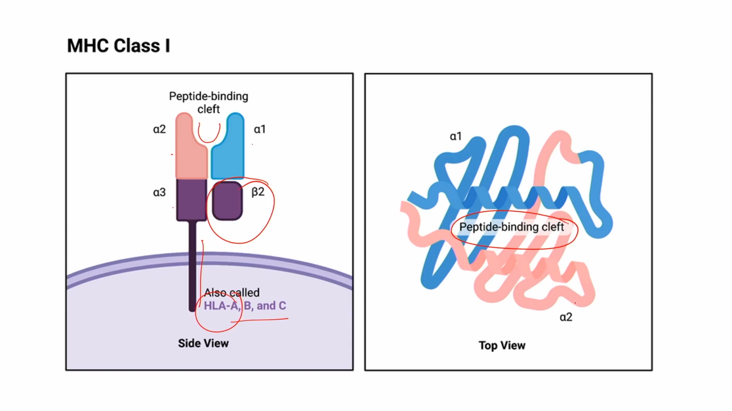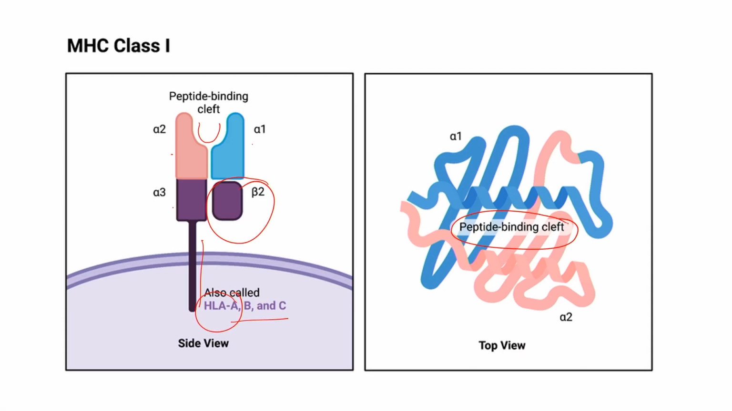Just to note a small point here, the peptide binding cleft in MHC1 molecules is smaller as compared to MHC2 molecules. So MHC1 can dock a smaller peptide as compared to MHC2, where we can see that the grooves are wider, and therefore a bigger antigen can be docked into that site. So let's try to see the MHC2 molecule.